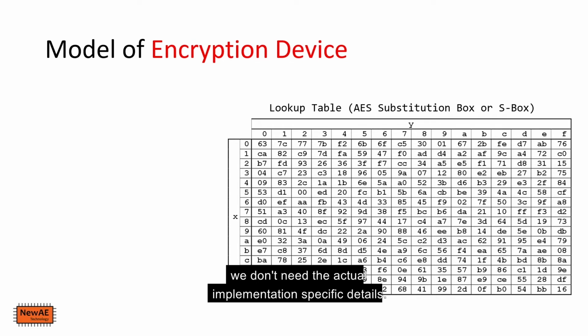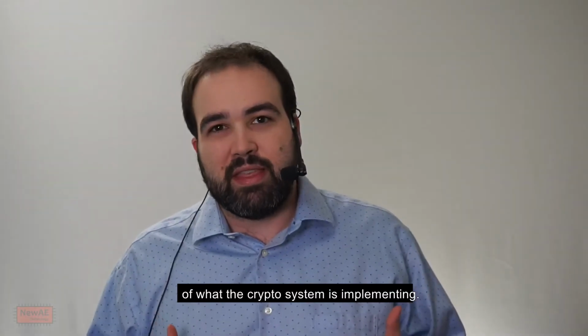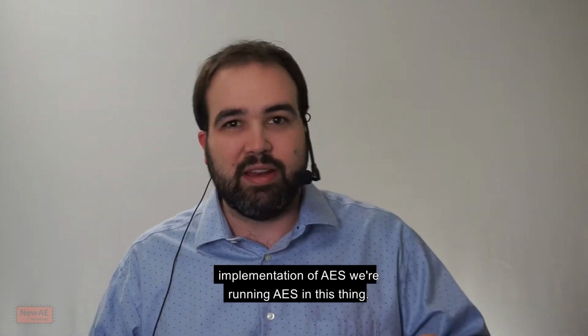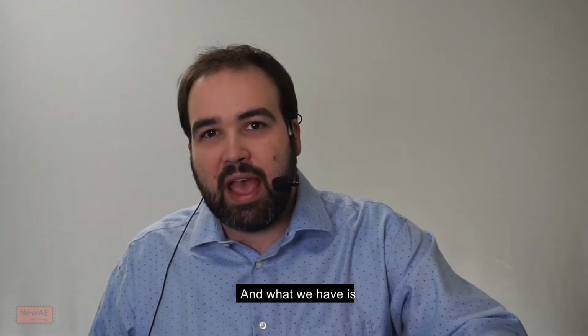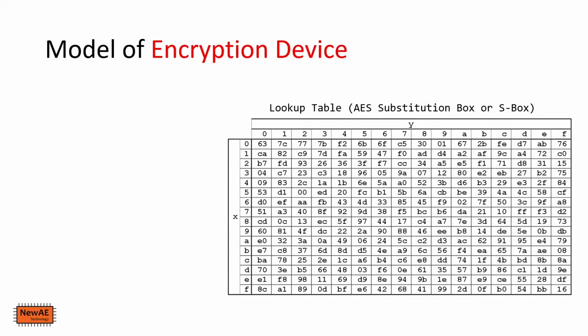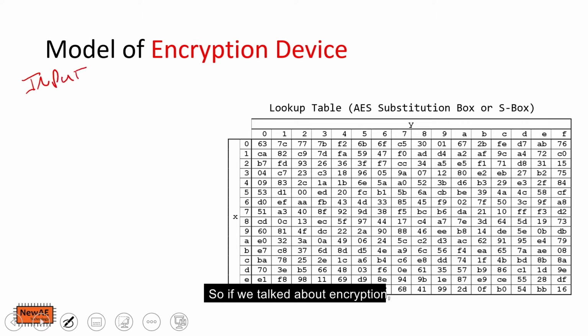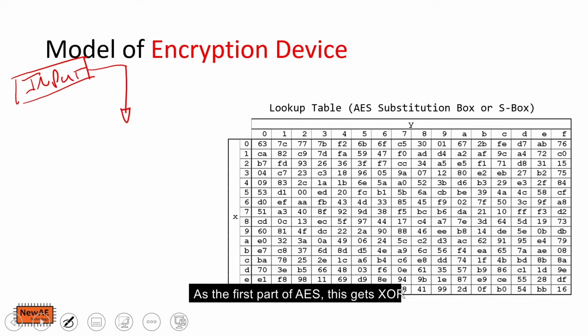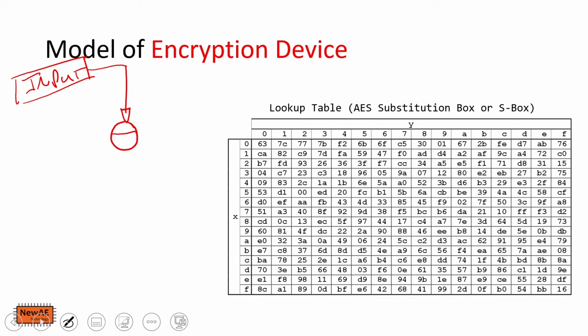So for this attack to work, we don't need the actual implementation-specific details, but we need a rough idea of what the crypto system is implementing. In this case, we're going to talk about an implementation of AES. So we're running AES in this thing. And if you use AES, it always looks something like this. So we have the input data, for example. If we talk about encryption, we have the input data up here. As the first part of AES, this gets XORed with the key.